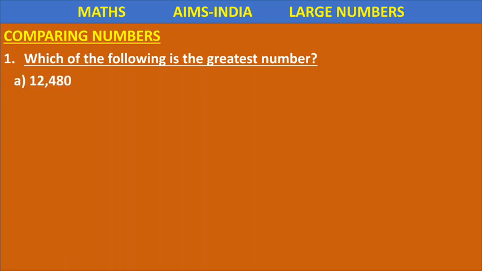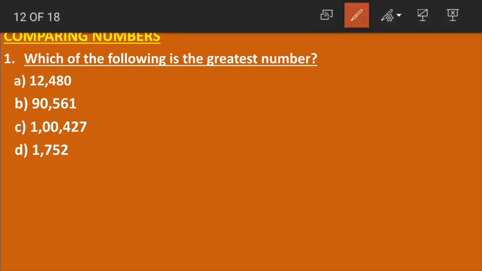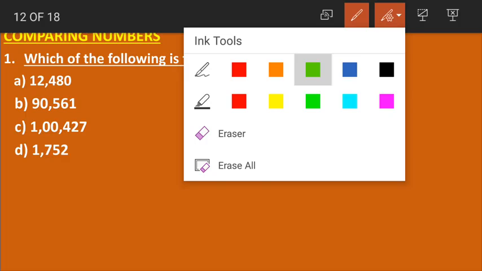Option A, 12,480. Option B, 90,561. Option C, 1,04,27. Option D, 1,752. First, if you look at it, which is the largest number here, children?